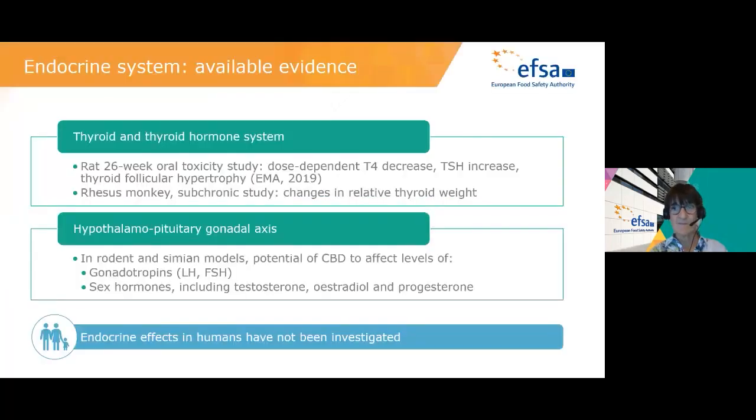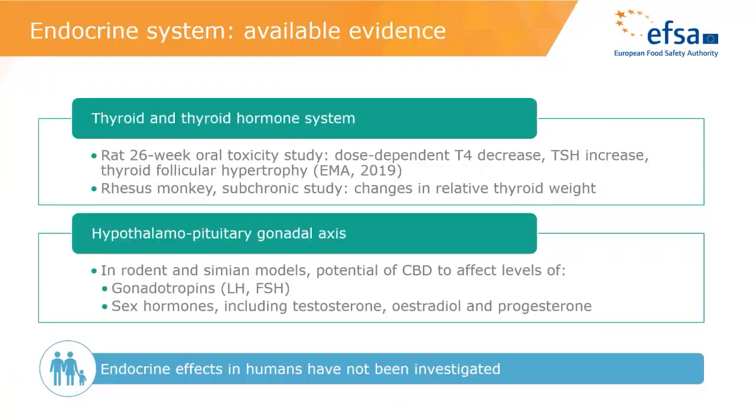So I will be walking you a bit through the endocrine and reproductive effects that we have found during the review of the literature. We have some available evidence for effects on the thyroid and the thyroid hormone system. In particular, we have a 20-week oral toxicity study in the rat showing dose-dependent T4 decreases, increases in TSH, and thyroid follicular hypertrophy. And we also have a number of studies on monkeys showing changes in relative thyroid weight.